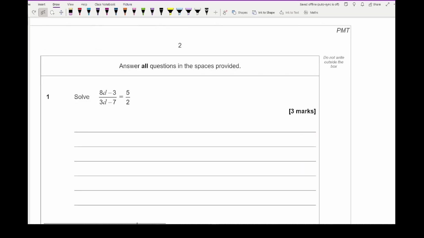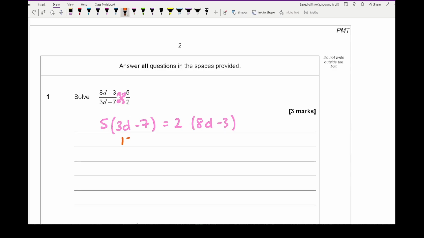So let's get started on question 1. Question 1 says solve (8d minus 3) over (3d minus 7) equals 5 over 2. For this all we need to do is just cross multiply. So I multiply 5 by the denominator of the algebraic fraction, so we've got 5 lots of 3d minus 7, and I'm going to end up with 2 lots of 8d minus 3.